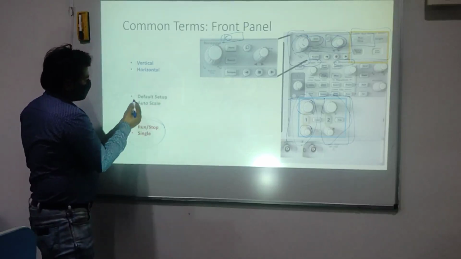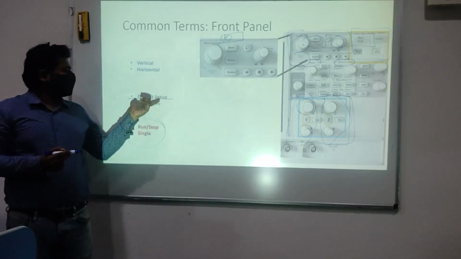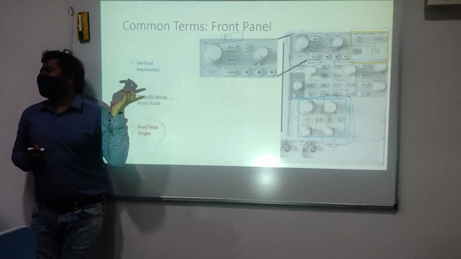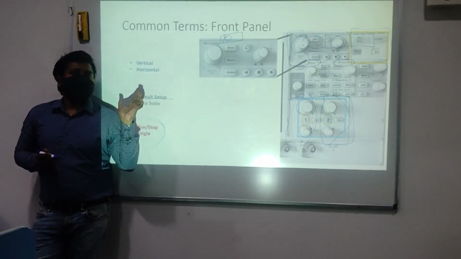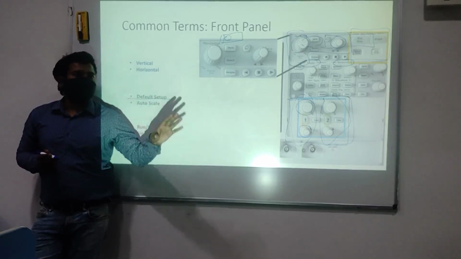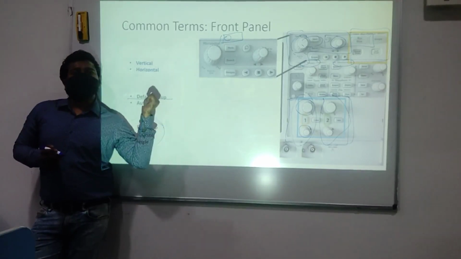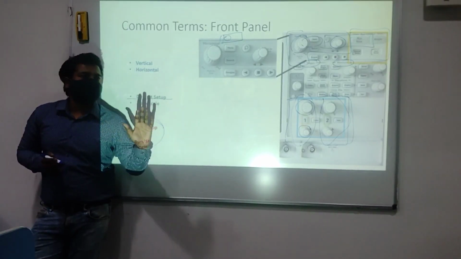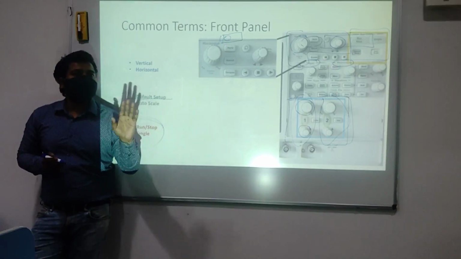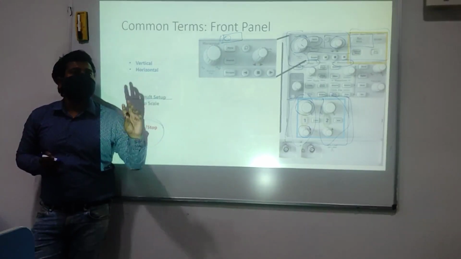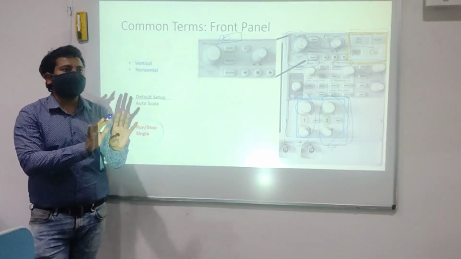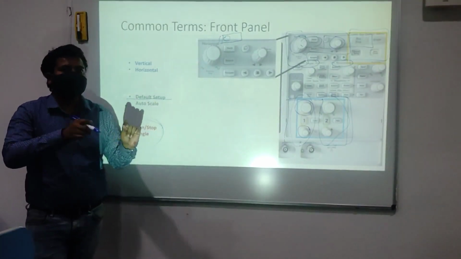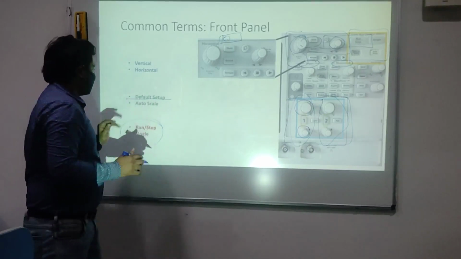Then the next thing is default setup. As the name suggests, can you have some idea? Default setup. At first, once you sit at your oscilloscope, you are going to press this button before any test and measurement, because the person who was working with this oscilloscope before might have made several changes. So just to bring it to the default setting, you simply press it and then start working on your measurement.